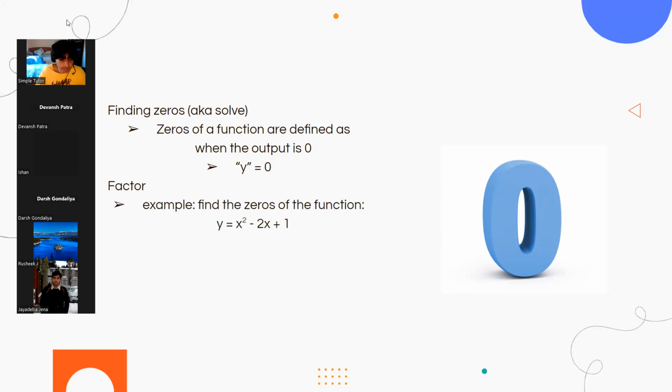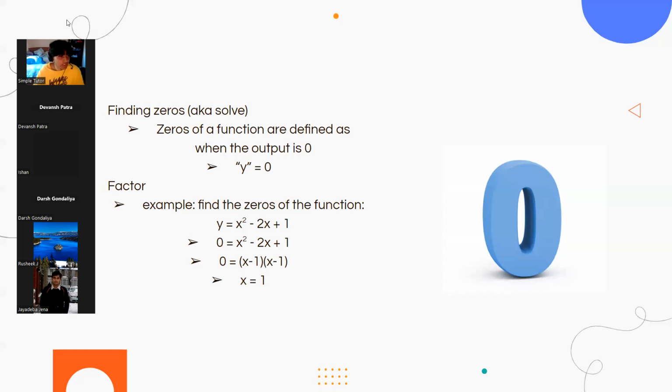So for example, find the zeros of this function, y equals x squared minus 2x plus 1. Simply, I can set 0 equal to x squared minus 2x plus 1. And we can factor x squared minus 2x plus 1 into x minus 1 and x minus 1. Therefore, because it is a repeated zero, we only have one zero in this scenario. x is equal to 1.